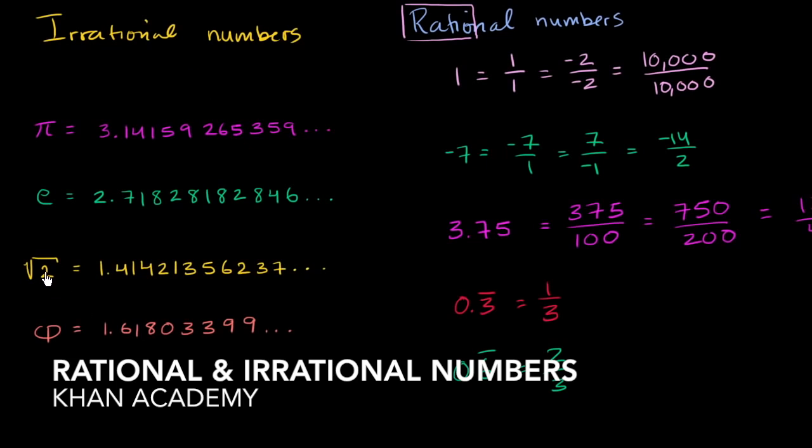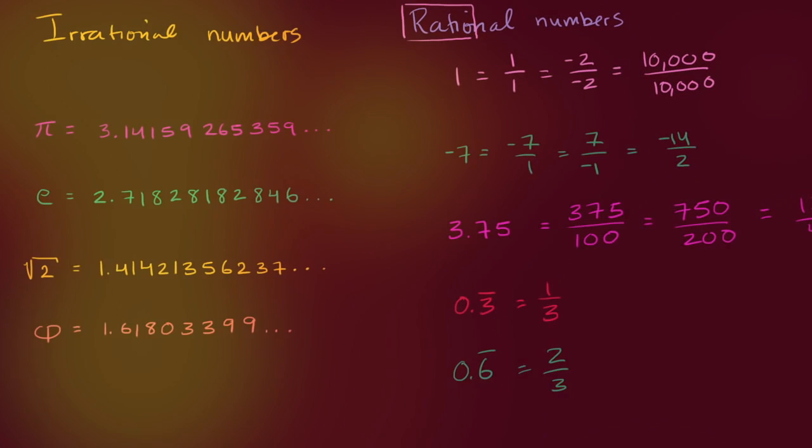Another way to think about it, I took the square root of 2, but if you take the square root of any non-perfect square, you're going to end up with an irrational number. If you take the sum of an irrational and a rational number, and we'll see this later on, we'll prove it to ourselves, the sum of an irrational and a rational is going to be irrational. The product of an irrational and a rational is going to be irrational. So there's a lot of irrational numbers out there.